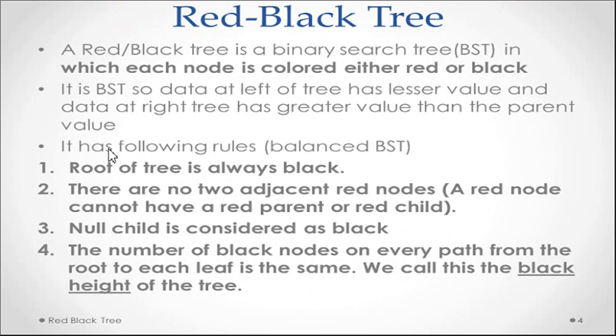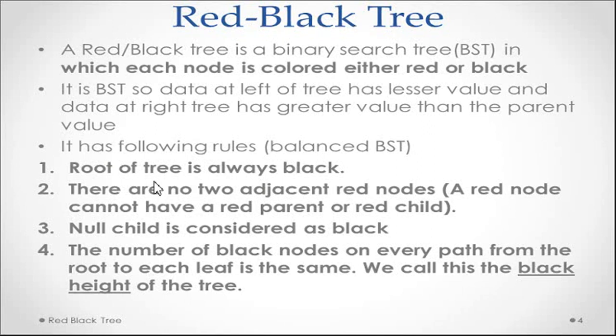So what is basically a red black tree? Red black tree is a binary search tree in which each node is colored red or black. That is the first property. It is a BST, so the data of the left subtree has a lesser value and the data of the right subtree has a greater value than the parent value, and this is true for each node. It has some rules or properties. You can say it is a balanced BST.